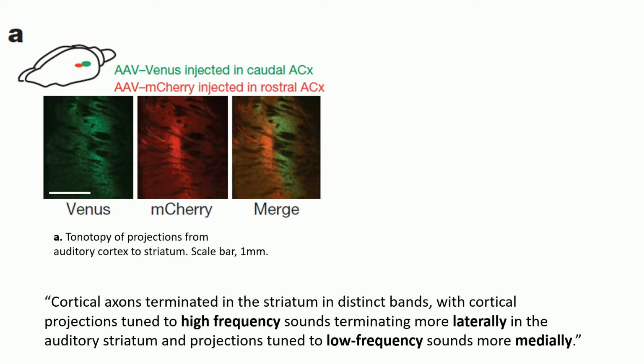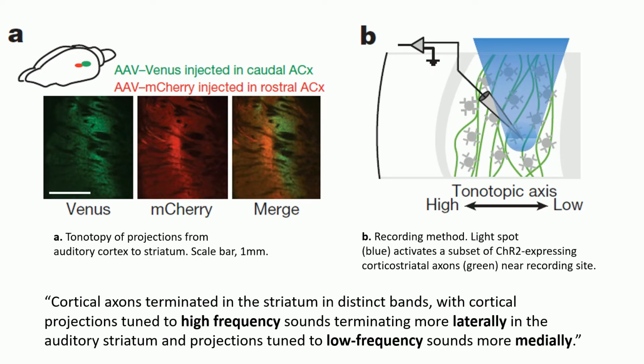Reading from the paper here, cortical axons terminated in the striatum in distinct bands, with cortical projections tuned to high-frequency sounds terminating more laterally in the auditory striatum, and projections tuned to low-frequency sounds more medially. With this knowledge, the authors decided to do all further experiments on acute brain slices, one taken from each rat that had been trained on a particular task while they were alive.